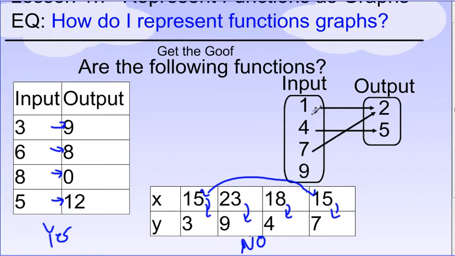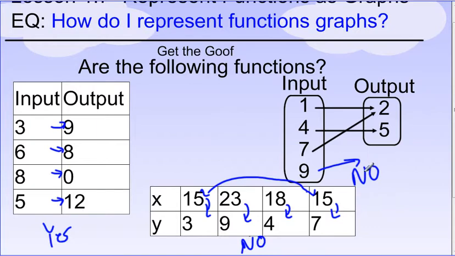And the last one here, 1 to 2, 4 to 5, 7 to 2, 9 to nothing. That's okay. Again, each input has one output. Actually, I'm trying to think of an example where 9 wouldn't have an output. I guess technically this would be no, because 9 does not have an output, and every input must have exactly one output.